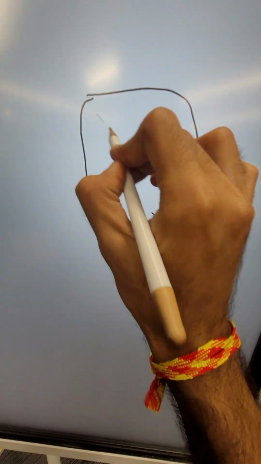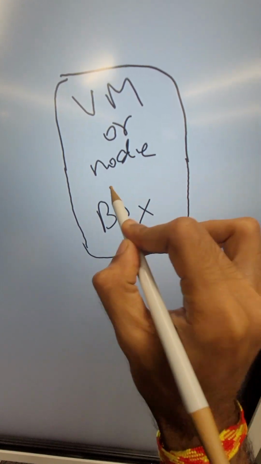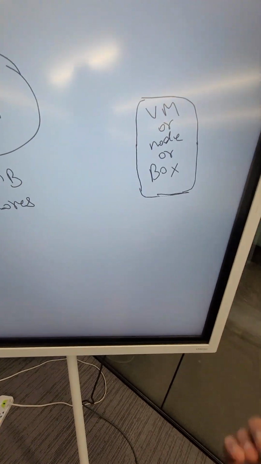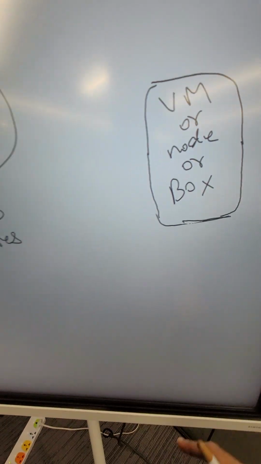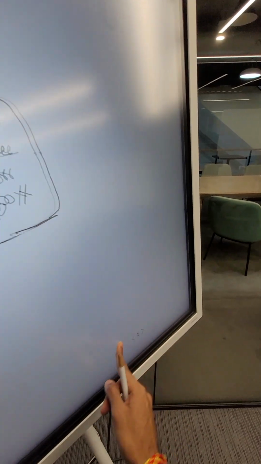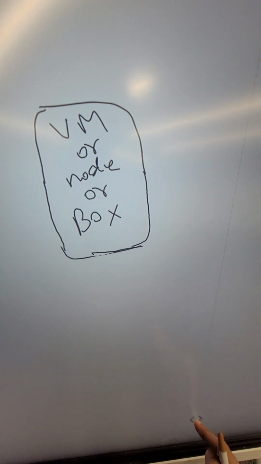box or VM or node. Whatever it is, it can be a physical machine, it can be a virtual machine, and whatnot. Now, you can also do another thing. You can do something called horizontal scaling. In vertical scaling, you increase the resources of the existing node.